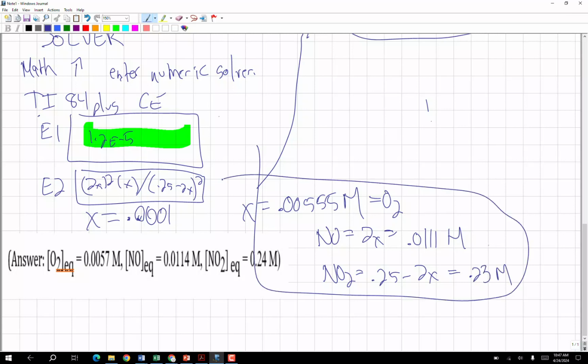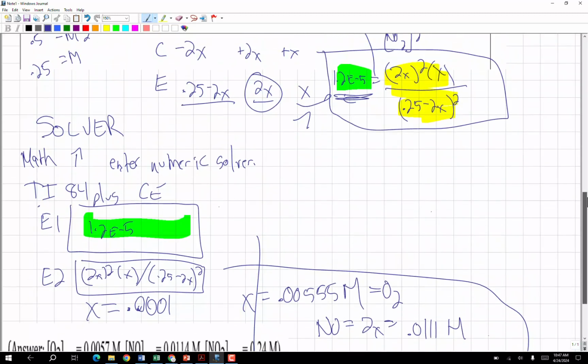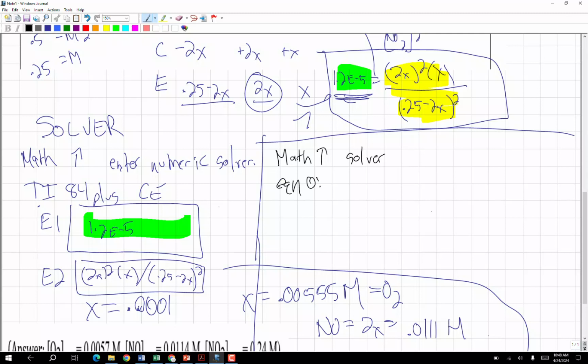Okay, how to do it in a TI-84 not plus. If you got a brown one, it's just a little bit harder. So what you do, you still do math up, and you get the solver. And it's going to say EQN 0, right? And what you have to do is zero this out. So you're going to have to take this to the other side.